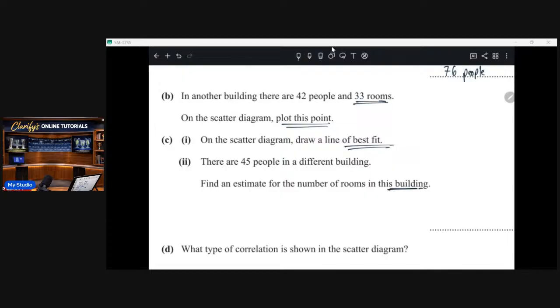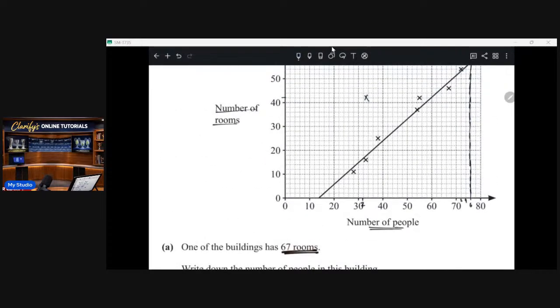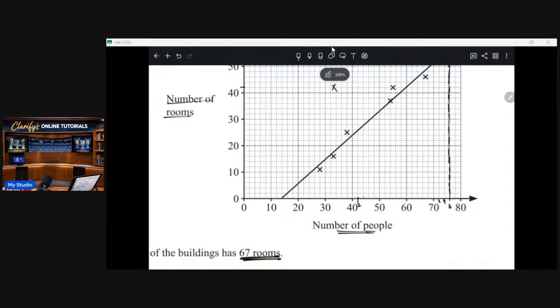Well, don't worry. Don't read questions too hard. Skim. Don't try too hard. 45 people, you now want the number of rooms. So you go to number of people. You look for 45. Don't make it complicated. 42, 44. So 45 is at the center here. We see where it will meet the line of best fit. It meets the line of best fit here. Then it goes like this.